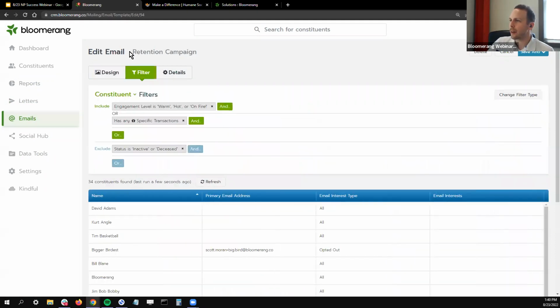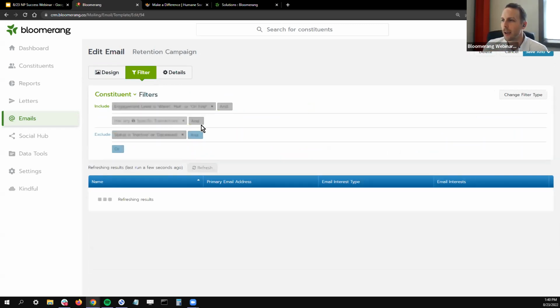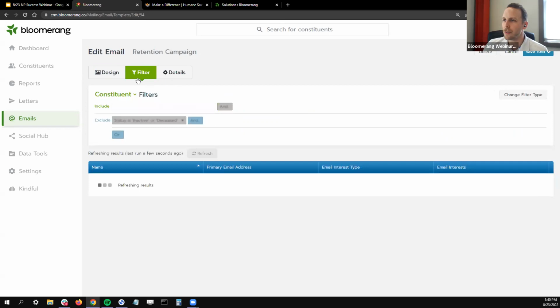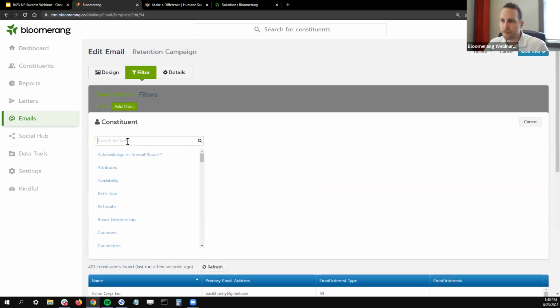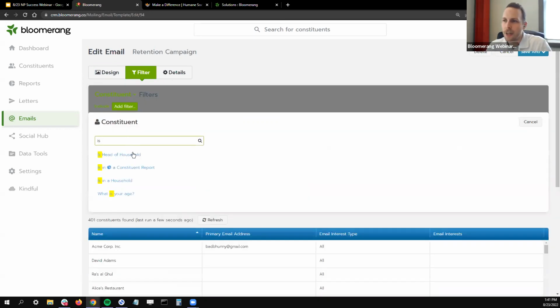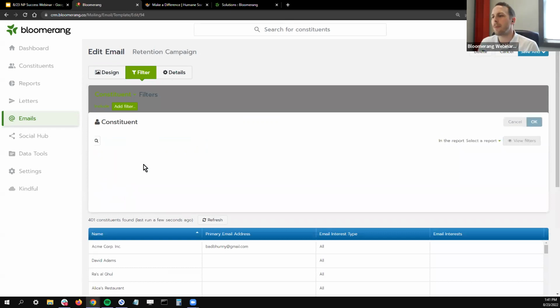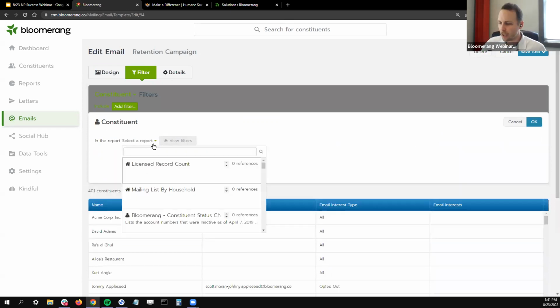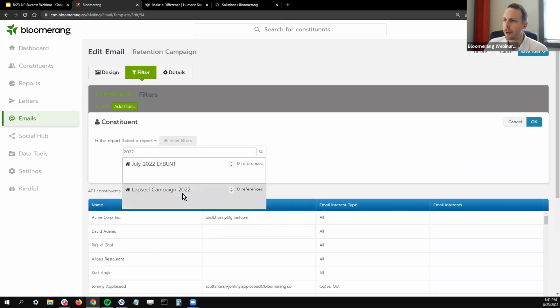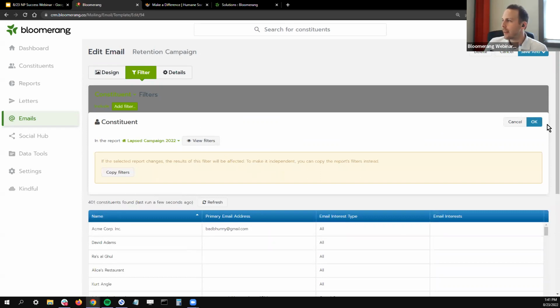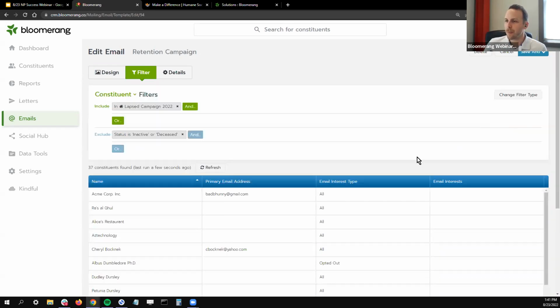I'll click on filter. And let's say I want to send this to my lapsed donors. Well, I have that report saved, so all I have to do is add one filter. So add the filter "is in a constituent report." We just saved that report. And I'm going to look at my 2022 lapsed campaign. There we go. And I'm going to hit OK. And there we go. Notice there's 37 constituents.